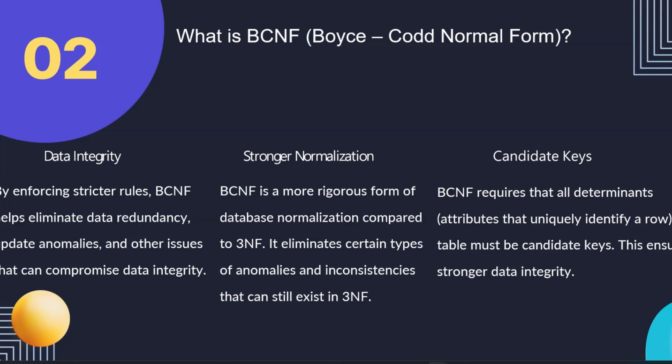Stronger normalization. BCNF is a more rigorous form of database normalization compared to 3NF. It eliminates certain types of anomalies and inconsistencies that can still exist in 3NF. Candidate keys. BCNF requires that all determinants in a table must be candidate keys. This ensures stronger data integrity.